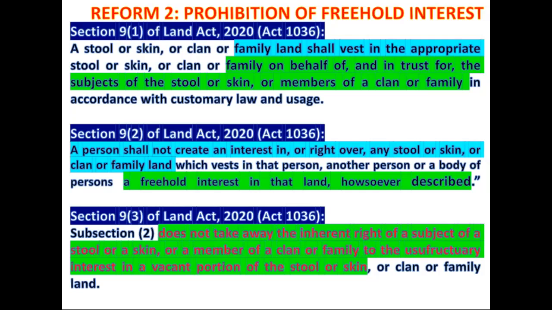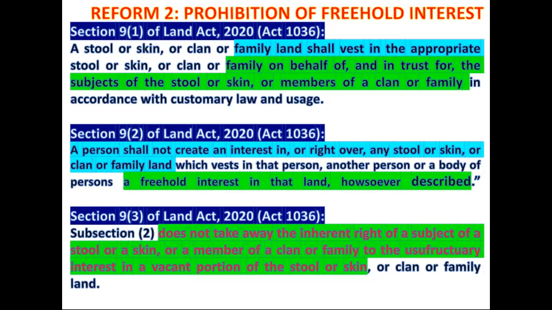Now, when you look at the definition of usufructuary interest under Section 5, you are told that it is the right that is inherent to a subject of a stool or skin or family member to move into any land which is terra nullius, or an unoccupied portion of land, reduce it into his possession and cultivate it, and he will acquire the usufructuary interest. Meaning that under Section 5, a subject has an inherent right to uncultivated land, to cultivate it and reduce it into his possession, and then he acquires the usufructuary interest.